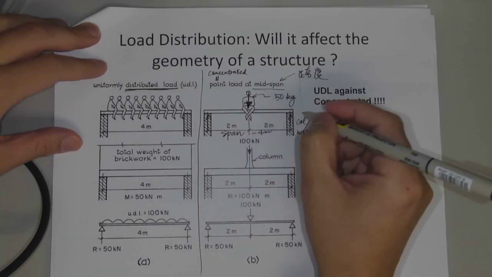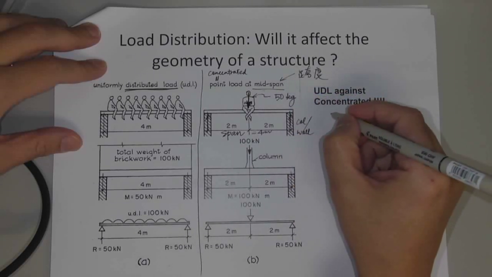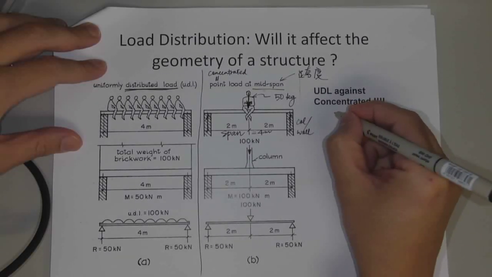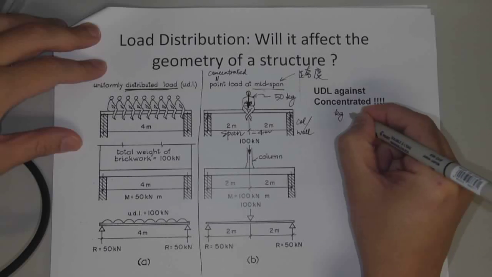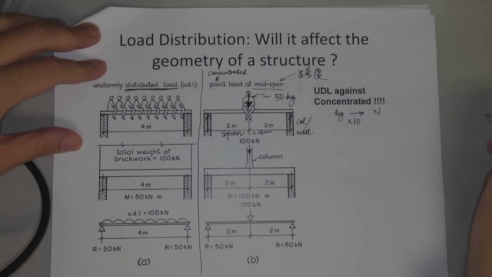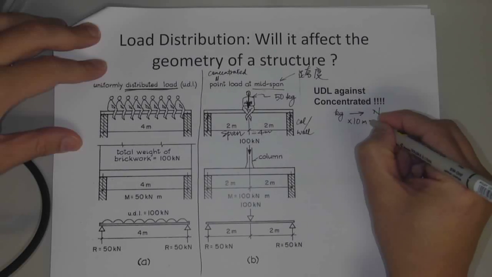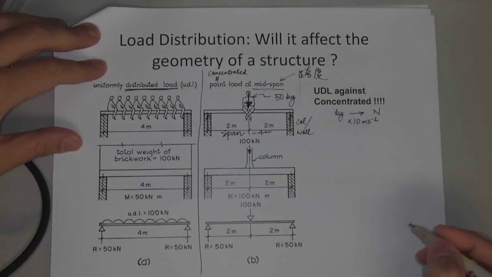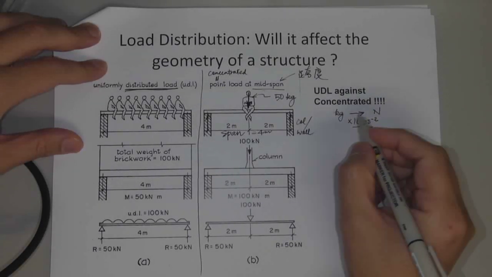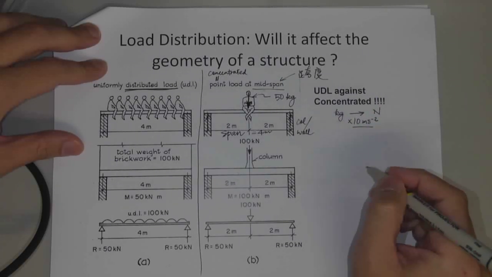So the first thing we are going to do is, for those who don't know what a kilogram is, we need to change it to the unit of loading, or force. So kilogram, if you want to change it to Newton, you multiply by 10. This 10, of course, has a unit of meter per second square. For those who did physics before should know what that is. For those who didn't, doesn't matter. Just remember when you change kilogram to Newton, you multiply by 10.